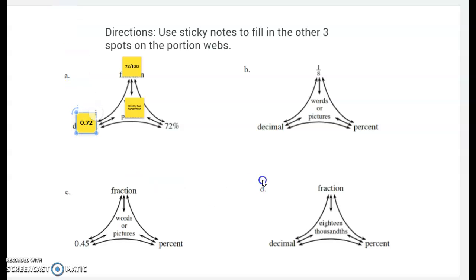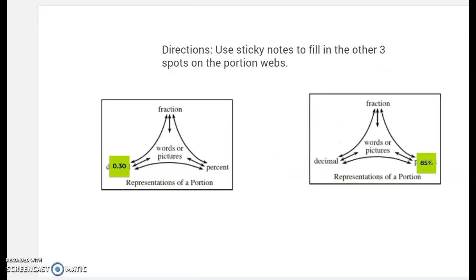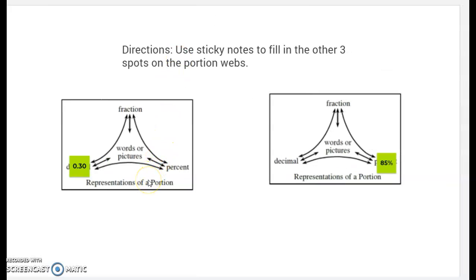So you're just going to fill out the rest of the portion webs on this slide. There's something given to help you fill out the rest. And on the last slide, you're going to do the same exact thing. So you have 0 and 30 hundredths as your decimal here, and you have 85% as your percent here. You just have to fill in the rest of it.